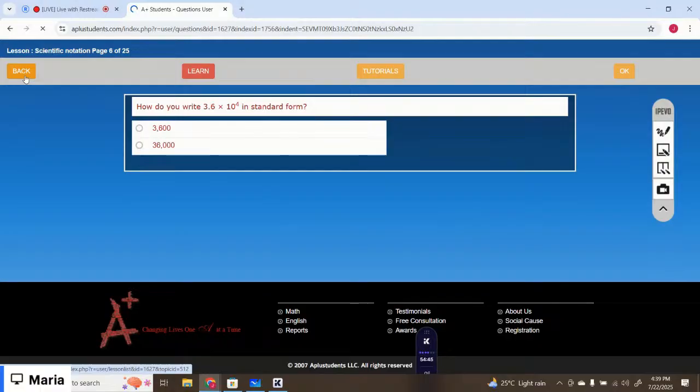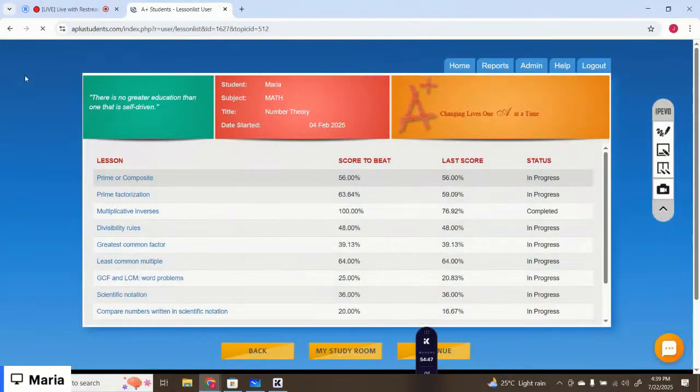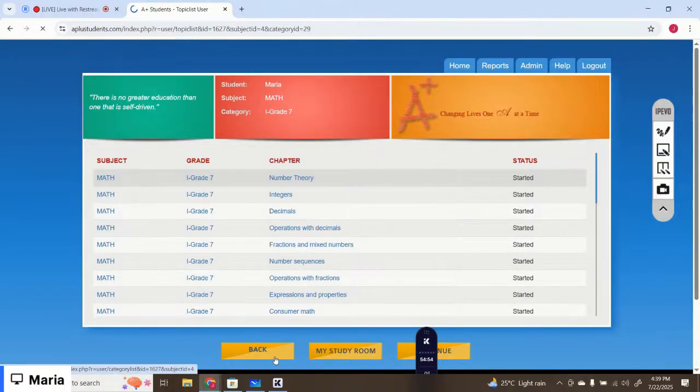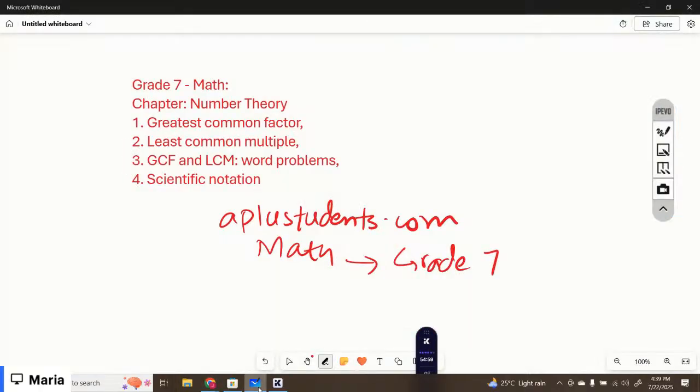So we were working on grade 8 math. The chapter we were working on is number theory. The lessons we have covered today are greatest common factor, least common multiple, GCF and LCM word problems, and scientific notation. So please make sure before the next session you complete all the practice questions for the lessons we just did. That is your homework until next session.